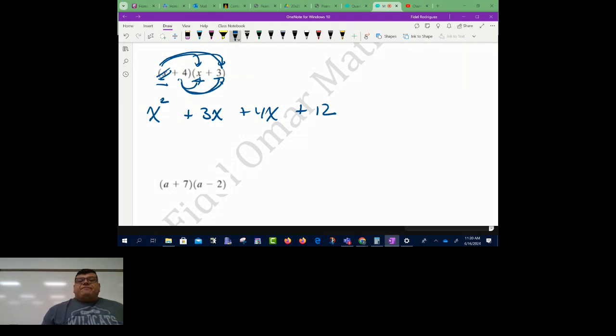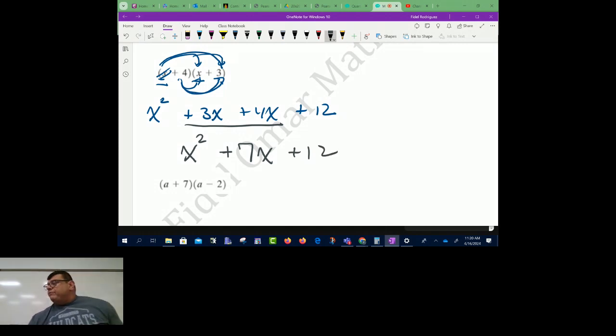Now, I do have some like terms here. My x squared is not a like term, but we can add those guys together. So 3x and 4x is just going to give us a 7x. Remember, y'all, when we're doing something like this, we don't change the letters. We just add the numbers in front, and then we still got a plus 12 there. Okay.